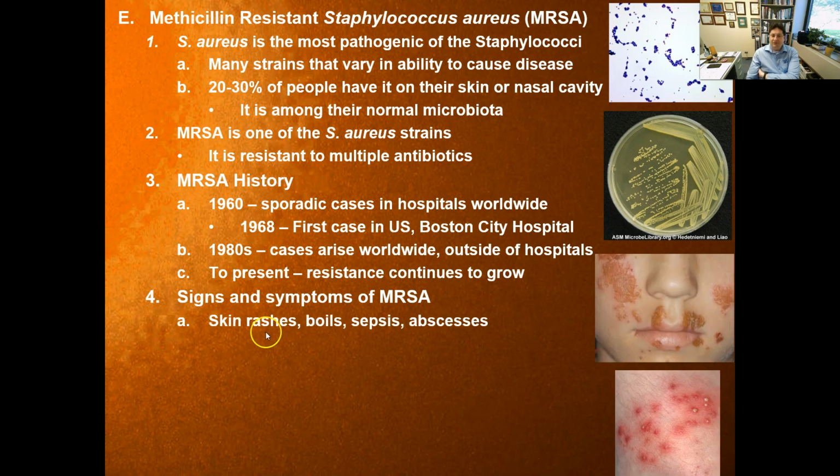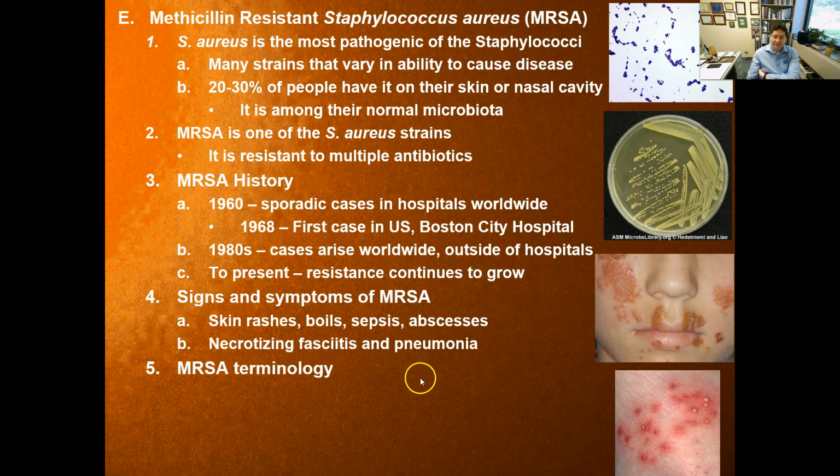Signs and symptoms include skin rashes, boils, sepsis, abscesses. Necrotizing fasciitis, the bacteria start to consume flesh. And pneumonia can be very dangerous.